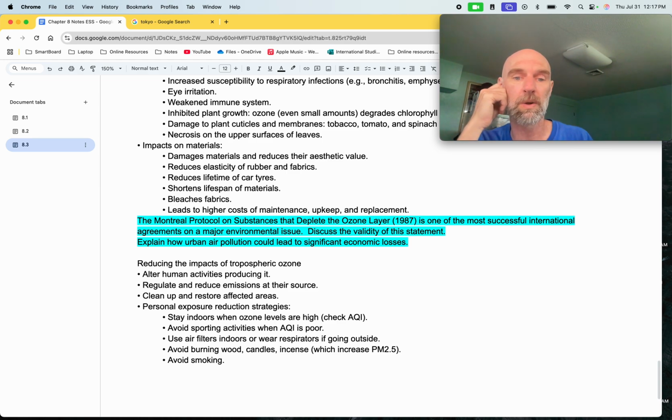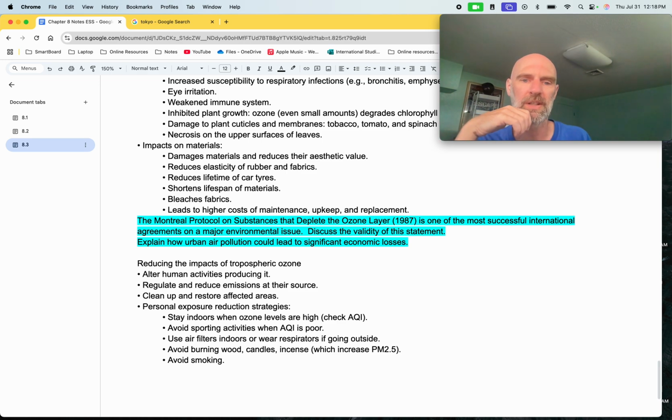Personal exposure reduction strategies. Stay indoors when the ozone levels are high. I've started doing this. I'm going to do it here in a little bit. Avoid sporting activities when the AQI is poor. So not worth it, okay? Use air filters indoors or wear respirators if going outside. I don't think like you're wearing a respirator outside. We've gotten to that level. But it's definitely one of those things you want to check into.